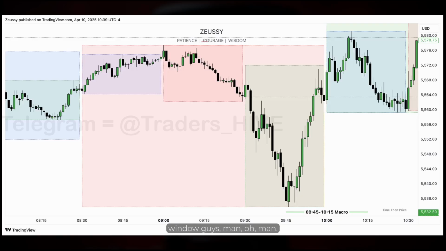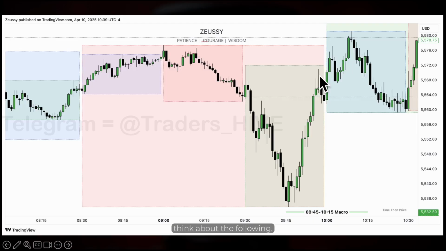window, guys, man oh man. If you would just focus purely on this macro, you would find all the opportunities which you would ever need to make a living from these markets. What you can see is that at 9:45 a.m., we see a reversal taking place, and we then begin to see the market expand towards the upside.